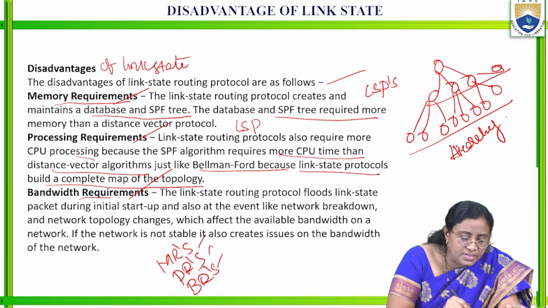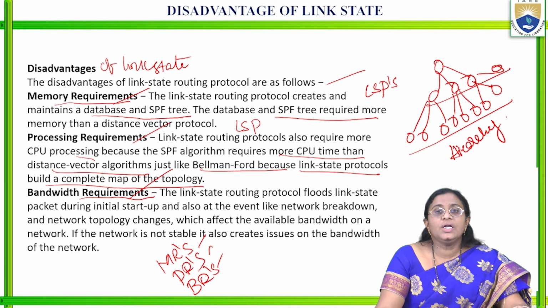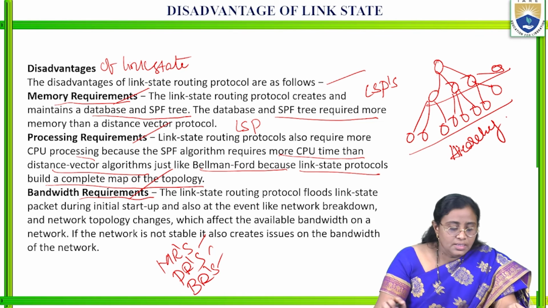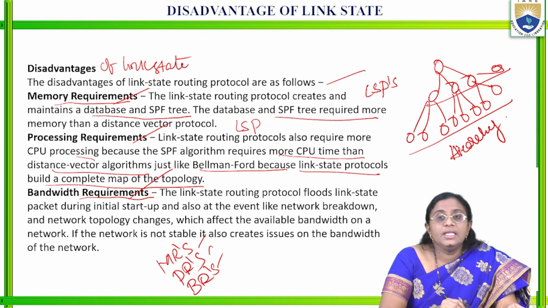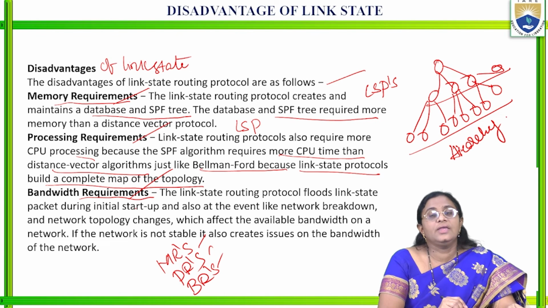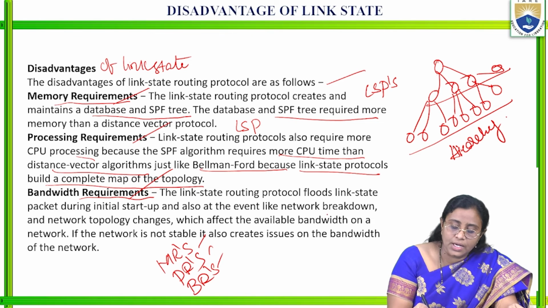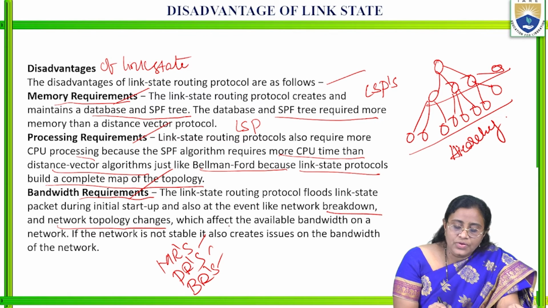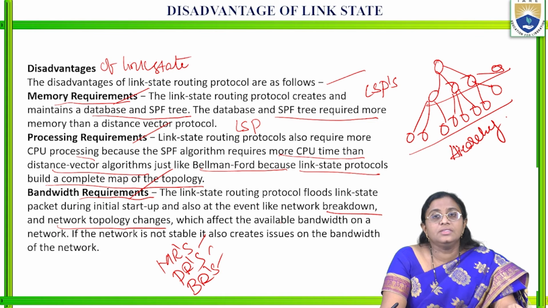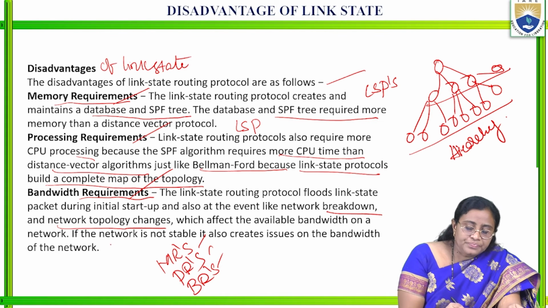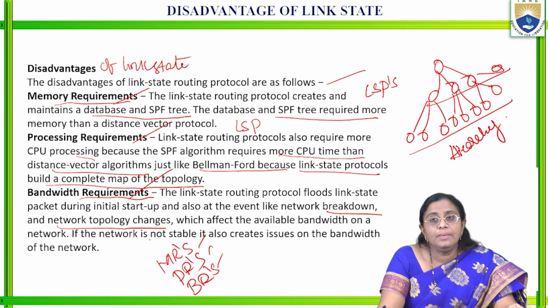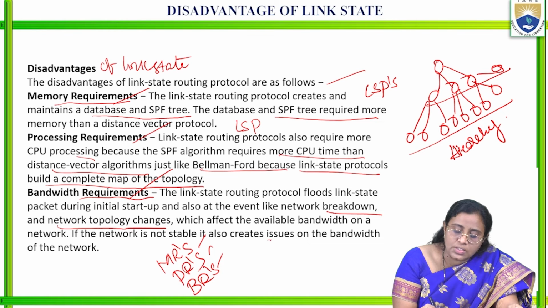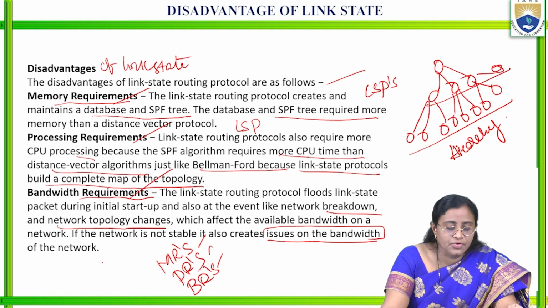Coming to the bandwidth requirements, the link state routing protocol floods the link state packet during initial startup and also at events like network breakdown and network topology changes, which affects the available bandwidth on a network. If the network is not stable, it also creates issues on the bandwidth of the network.